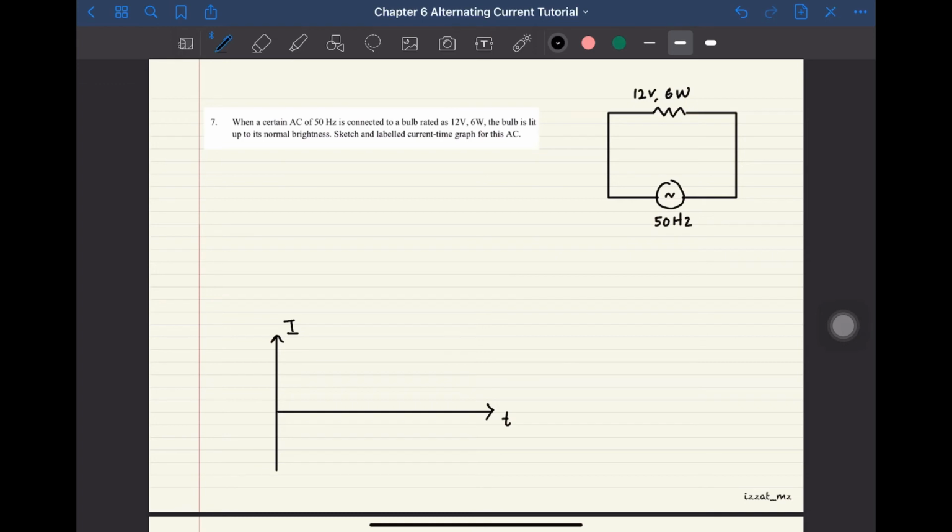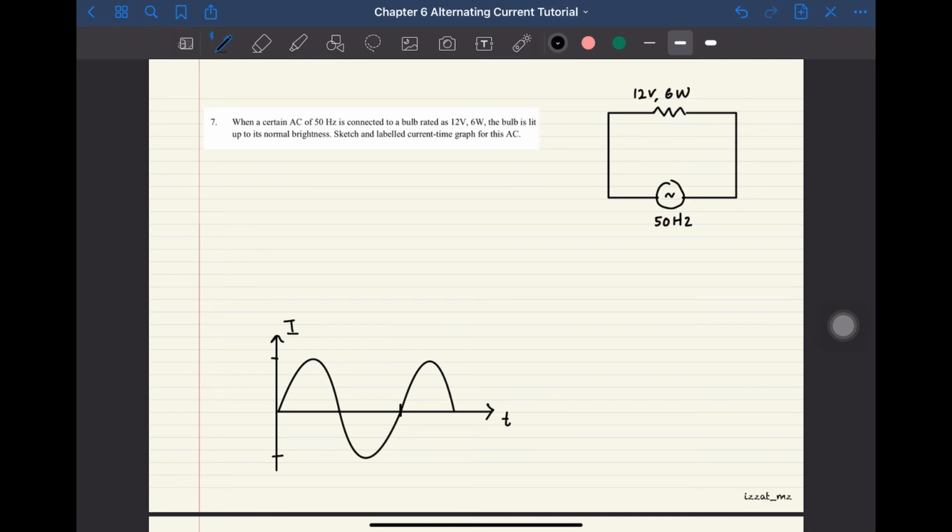Okay, and the thing is, you need to label certain things like the period. If I were to draw the graph like this, I do need this value over here, and this one represents the period. So you need to find the period, and I need to find the I naught and negative I naught over there. So two things that I need to find, which are period and maximum current.